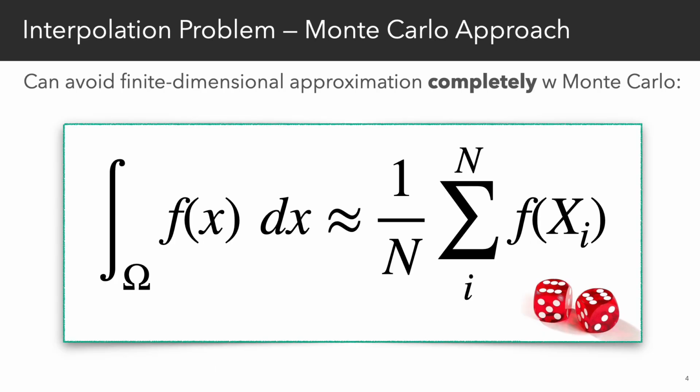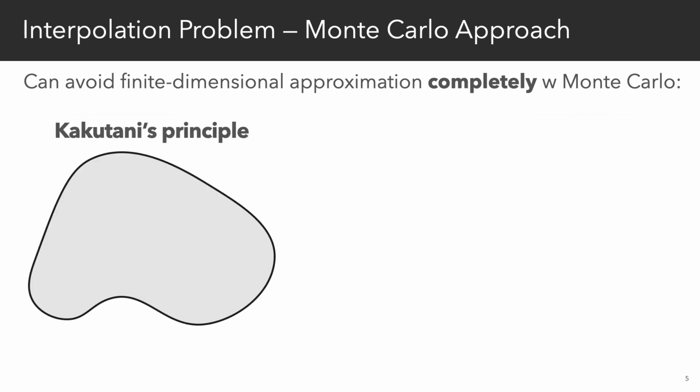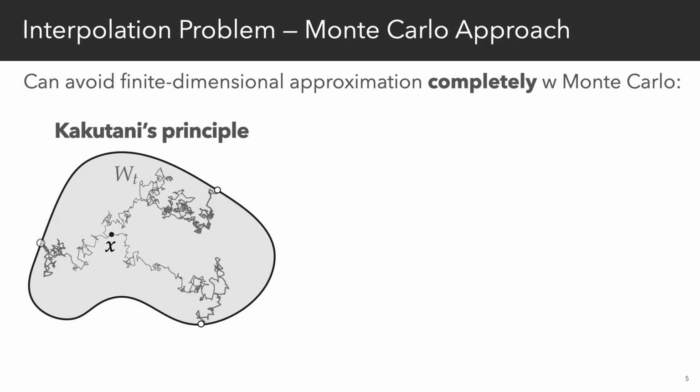However, we can actually avoid a finite dimensional approximation completely by using Monte Carlo. So for a Laplace equation, this starts with Kakutani's principle, which says that if you want the solution at a point x, well, just take a bunch of Brownian random walks to the boundary, grab the known boundary value g, and then take the expected value. There's one problem though, which is how do we simulate Brownian motion? As you can probably see, a naive simulation of Brownian motion requires a lot of little discrete steps.